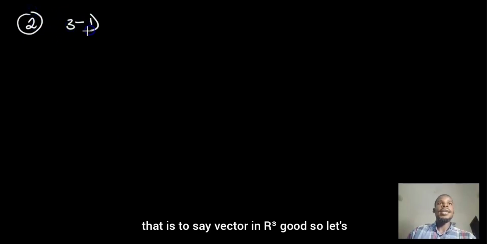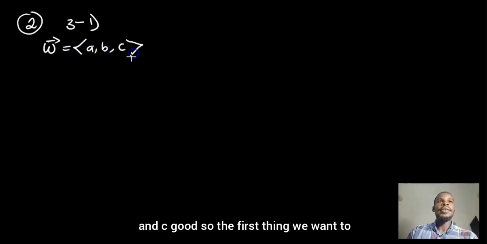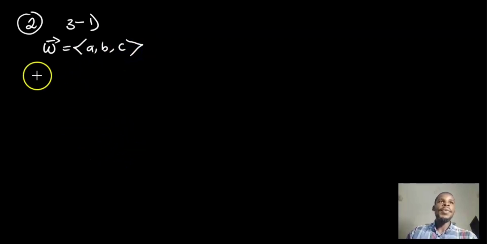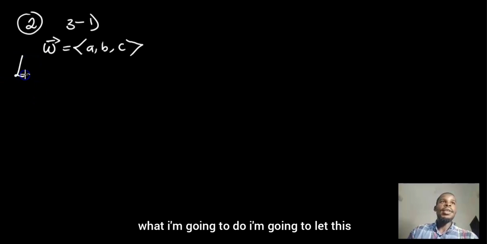Case 2. If the vector is in 3D, that is to say, a vector in R3. Good. So let's suppose we have a vector w in R3, and it is given by a, b, and c. So the first thing we want to do is to represent this vector. But the process, this is what I'm going to do.